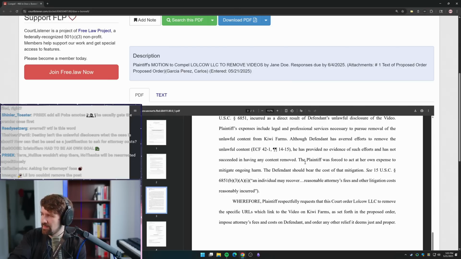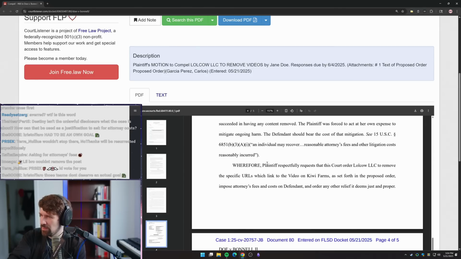The plaintiff was forced to act at her own expense to mitigate ongoing harm. The defendant should bear the cost of that mitigation. Wherefore, plaintiff respectfully requests a court's order, Lolcow LLC, to remove the specific URLs, blah, blah, blah.